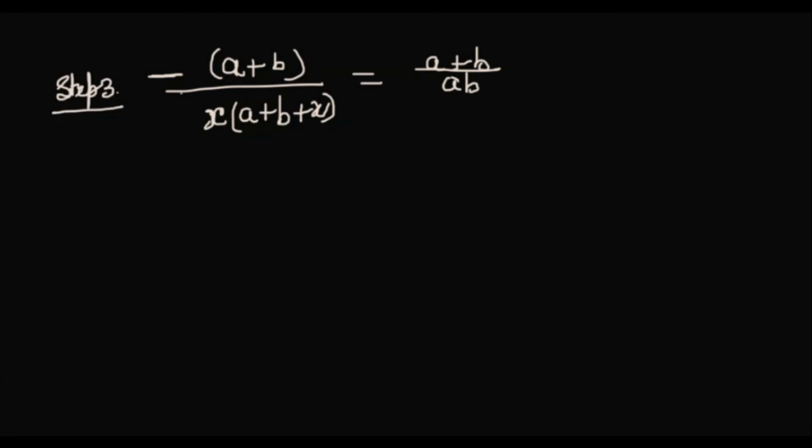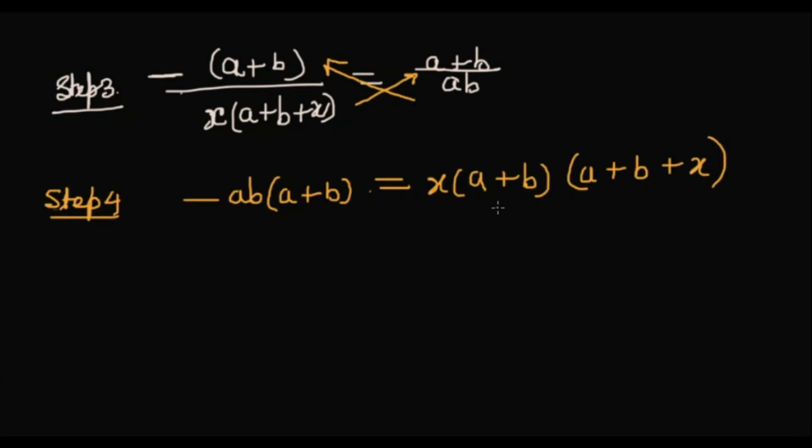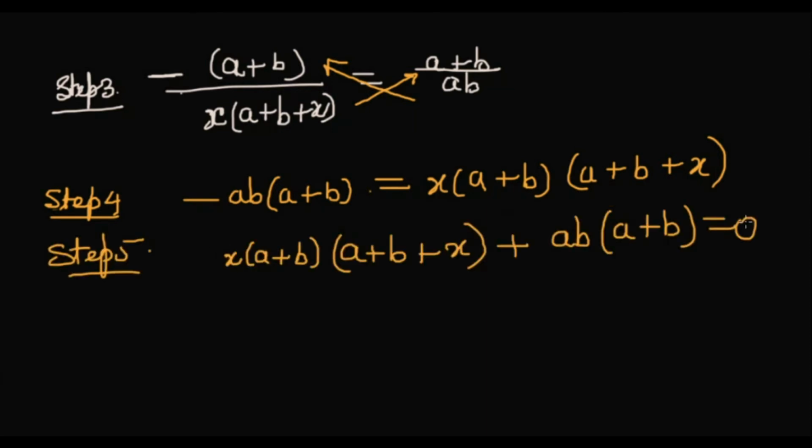So what we have to do next is the cross multiplication. After doing cross multiplication, you must be getting this as your equation, and now you have to take this LHS to RHS, or we can say minus AB into A plus B. You have to take it on RHS and put it equal to 0. So when you take minus A plus B to the other side and put it equal to 0, you would be getting step number 5 as your equation.